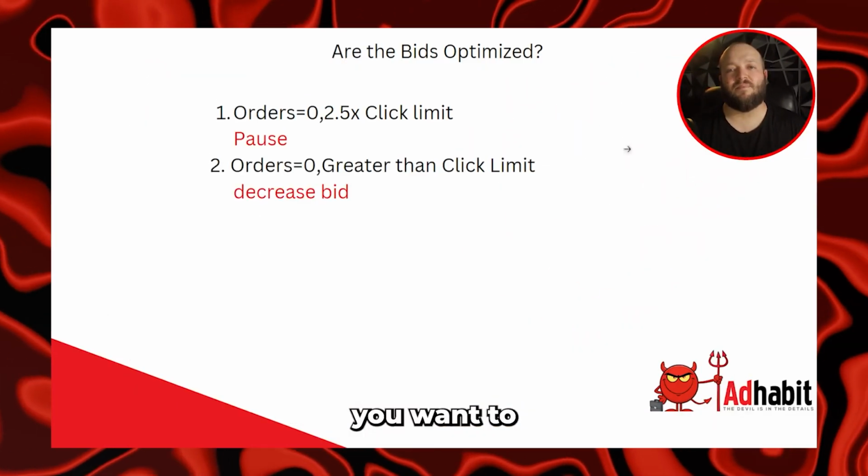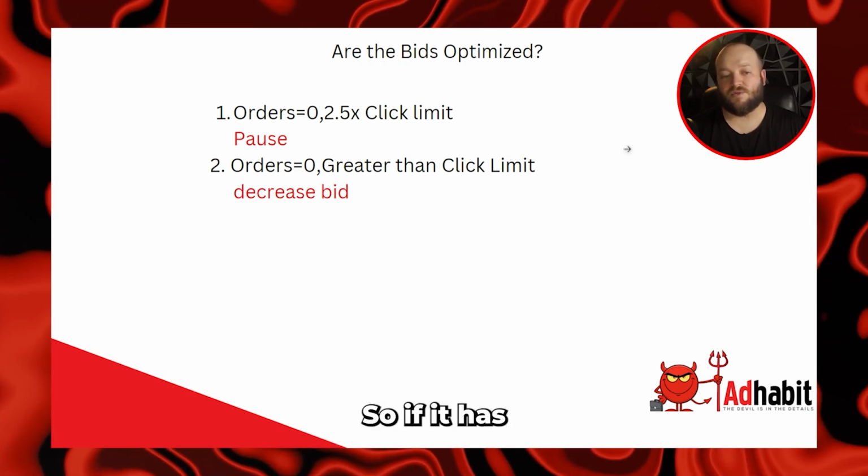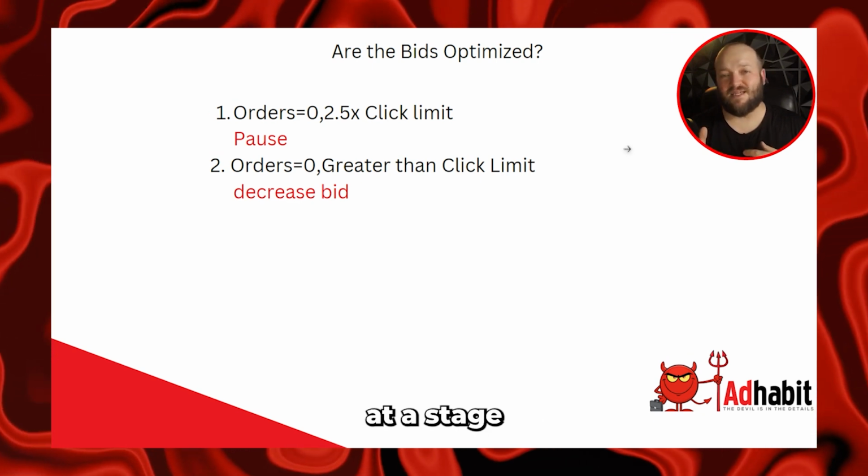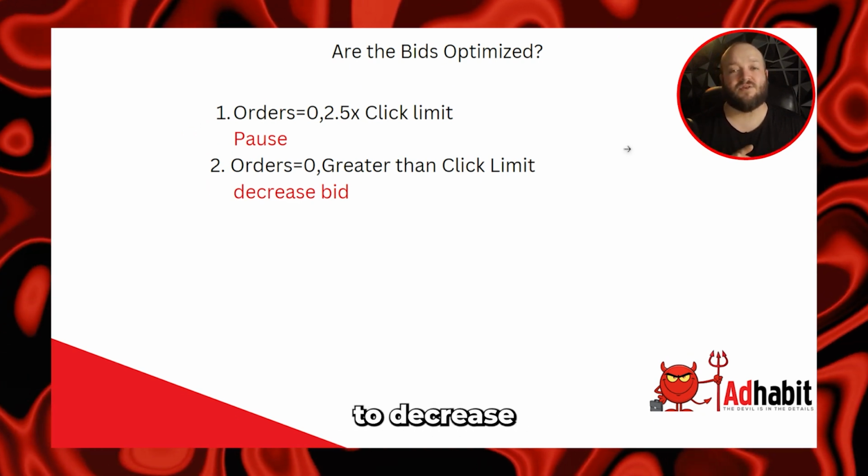Now, the second step is you want to optimize things with clicks and no orders. So if it has a lot of clicks and no orders and it's not necessarily at a stage where you want to potentially pause it, you want to start to decrease the bids on those.